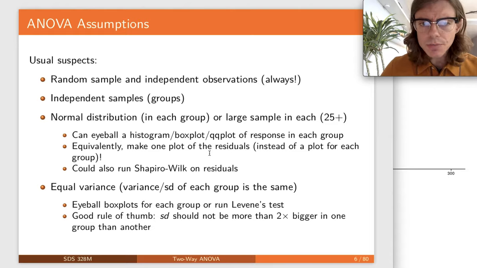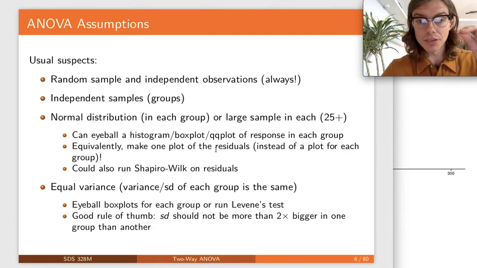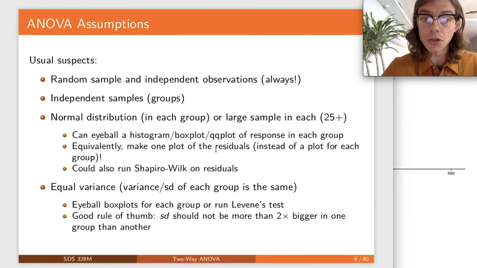And we'll talk later about making a plot of the residuals, which is really just the errors, right? How far is each observation from its own group mean. If you take all of those and make a histogram or a QQ plot or a box plot, that's effectively doing the same thing. So we'll see that as well. And then Professor Blondo introduced you to the Shapiro-Wilk test. You can also run that on the residuals if you don't like eyeballing plots. That'll allow you to test the null hypothesis that the errors are normally distributed, which is what you want to be able to do. We'll see all of these in practice.